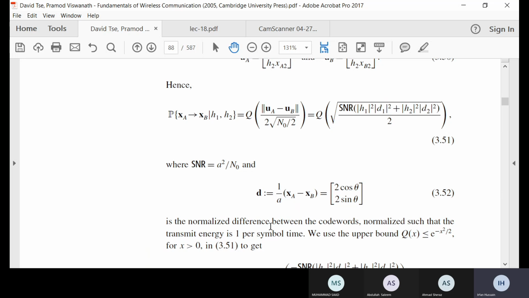Is the normalized difference between the code words normalized such that the transmit energy is 1 per symbol time? Now you can very well see that transmit energy will be 1 per symbol time, because you know if you find the energy of this it will be what? It will be 4 into cos square plus 4 into sine square. 4 common will become cos square plus sine square.